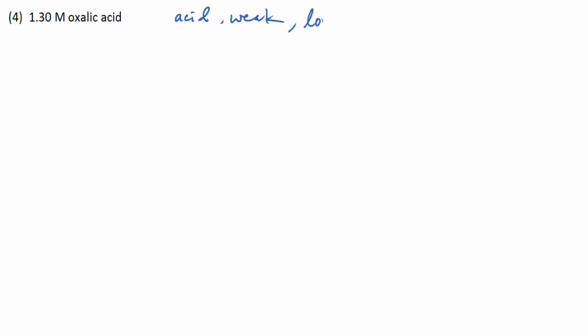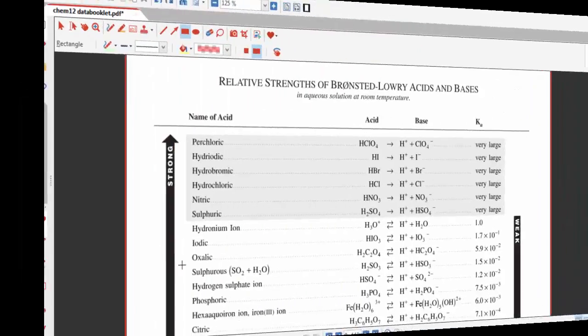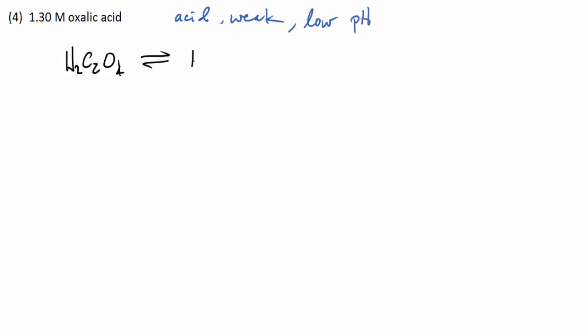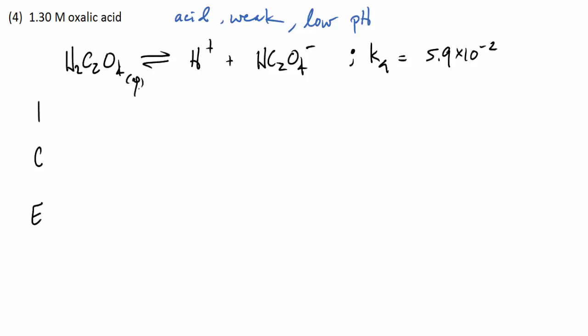Let's look at oxalic acid now. This is a weak acid, and we expect it to have a low pH. Let's look up oxalic acid. It's one of the stronger weak acids found here on the acid-base table, and you can see its Ka value of 5.9 by 10 to the minus 2. Here's the dissociation reaction. It's an equilibrium reaction, mind you now, for oxalic acid.